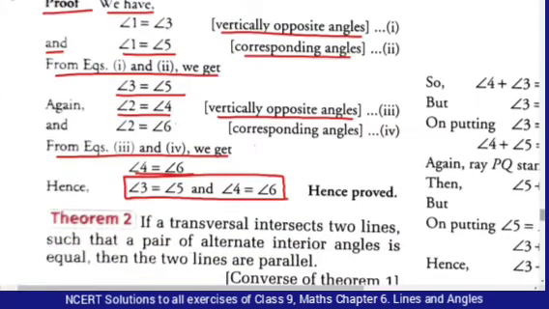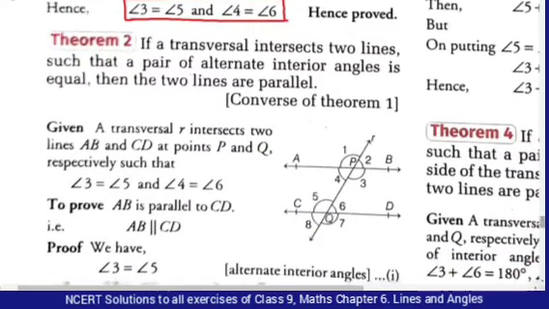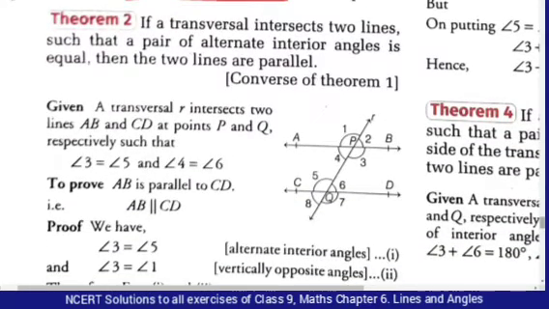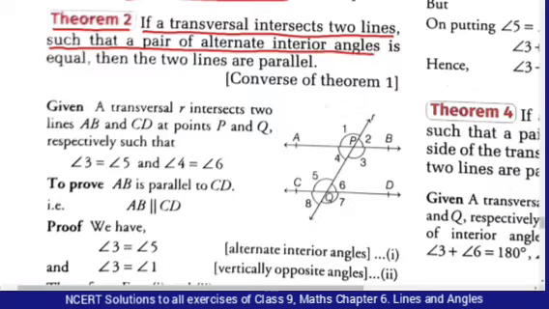Therefore, it is proved. We will see some more theorems. Another theorem is, if a transversal intersects two lines such that a pair of alternate interior angles is equal, then the two lines are parallel. This is the converse of the above theorem.